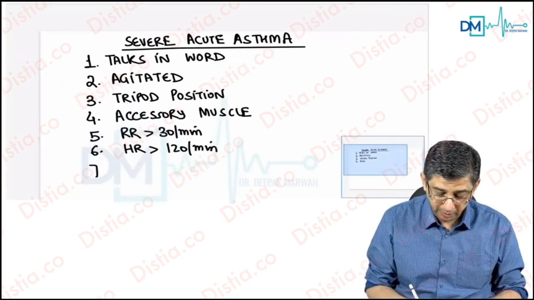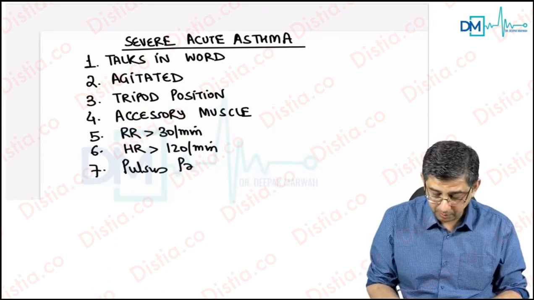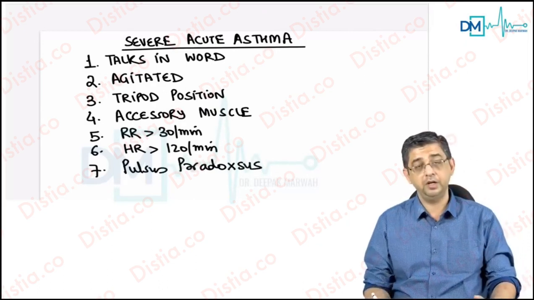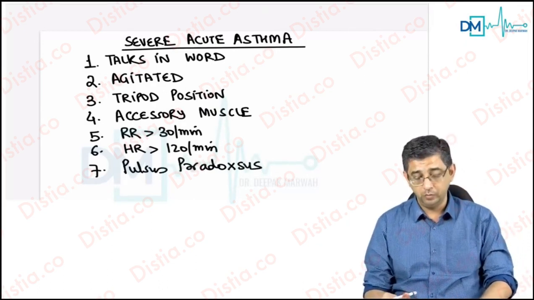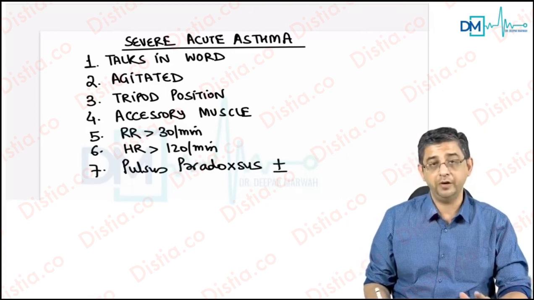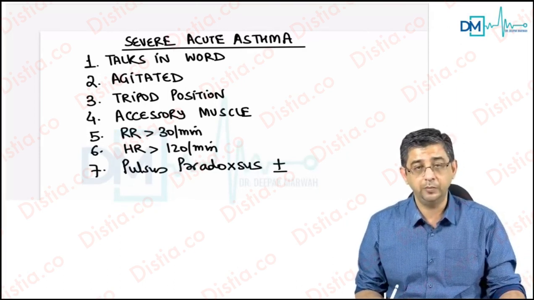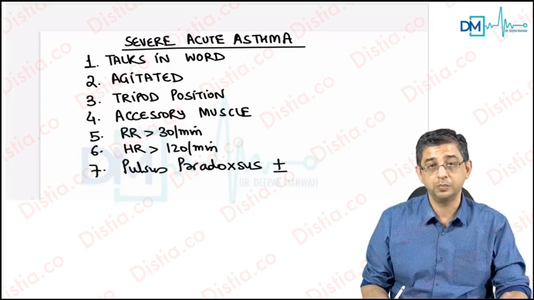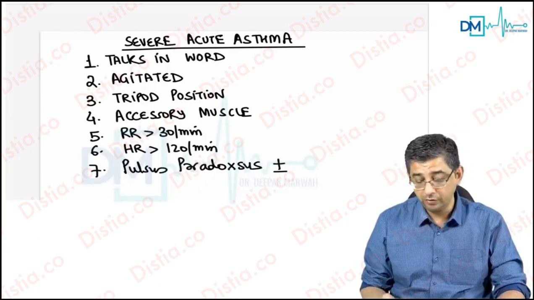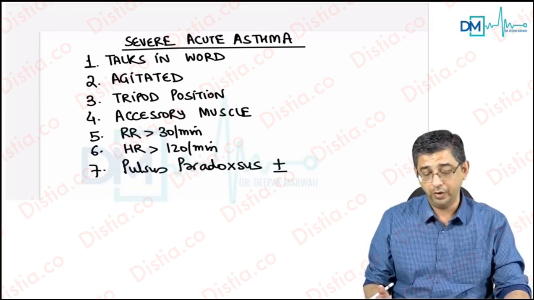There is a possibility that pulsus paradoxus may start appearing in the patient. Pulsus paradoxus is one of the less important criteria for diagnosis of severe acute asthma, though most doctors tend to give too much importance to the inspiratory disappearance of the pulse. Please appreciate pulsus paradoxus can be found in cardiac tamponade, it can be found even in pregnancy, superior vena cava syndrome, right ventricular MI, inferior wall MI in a patient. There are lots of conditions having pulsus paradoxus, and it may or may not be seen in severe acute asthma.